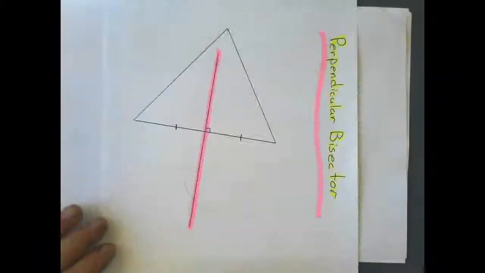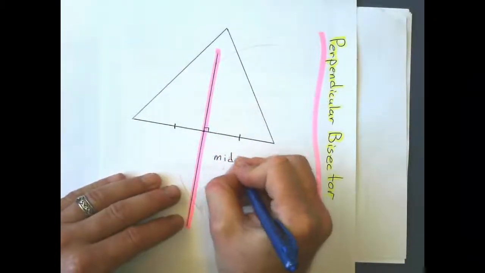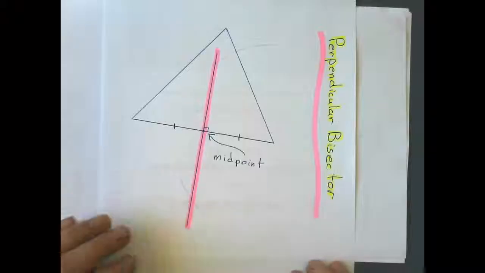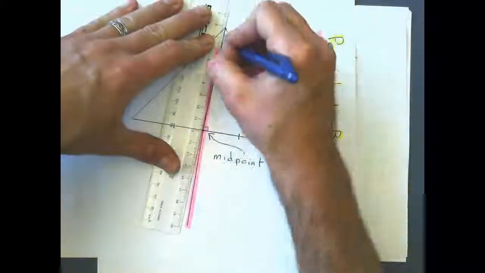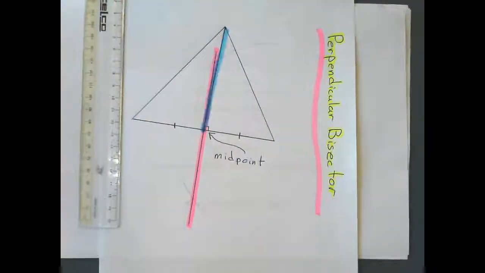Next is the median. We already know the midpoint from the perpendicular. There it is. Median connects the midpoint of one side to the vertex of the other. All my medians are going to be in blue, and my perpendicular bisectors are going to be in pink.